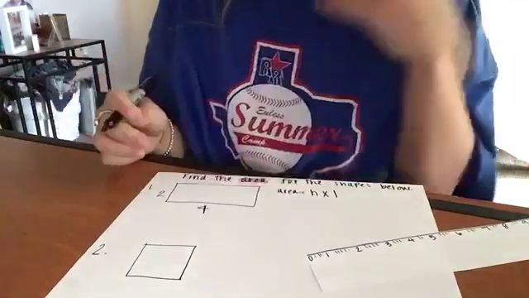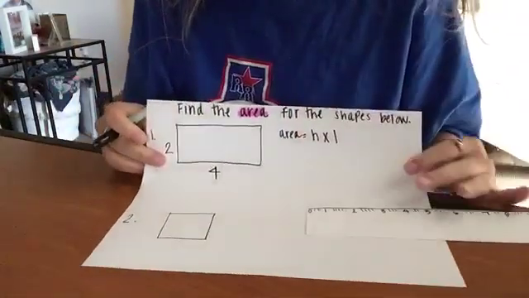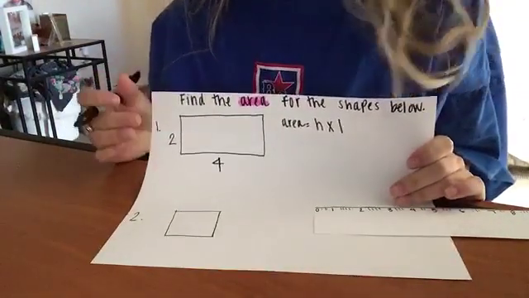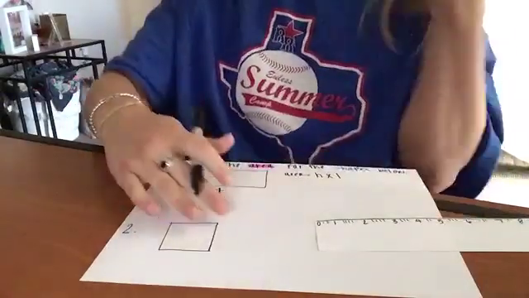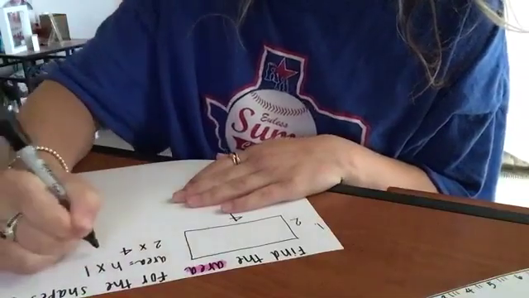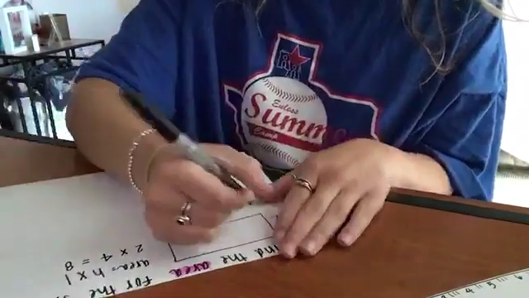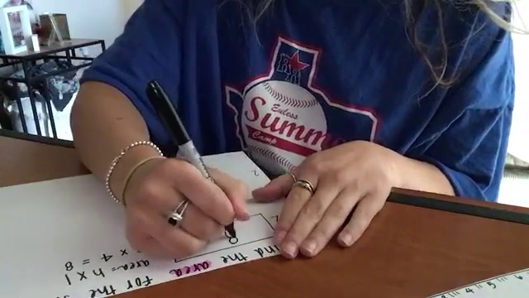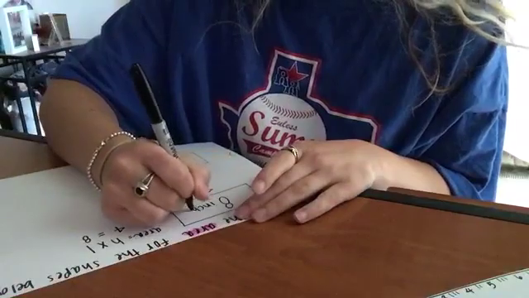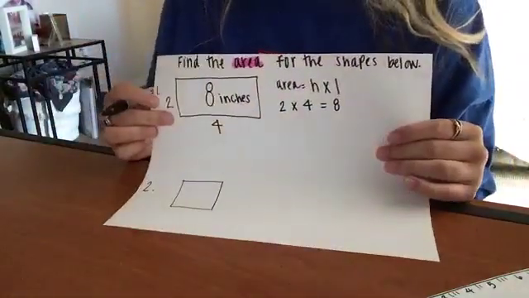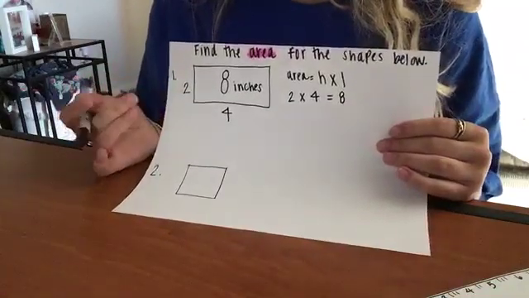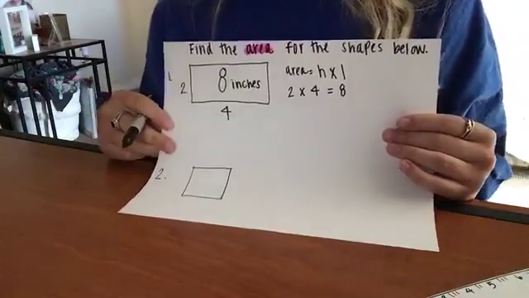So I do also see that these numbers are different. So I do know as of right now, I think it's a rectangle. So again, I'm still going to use my height times length method to find out the area. So I'm going to do 2 times 4 is 8. So the area of this rectangle is 8 inches. Make sure to write inches or centimeters, just depending on what unit you're using for your answers.